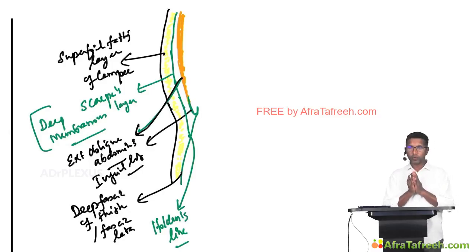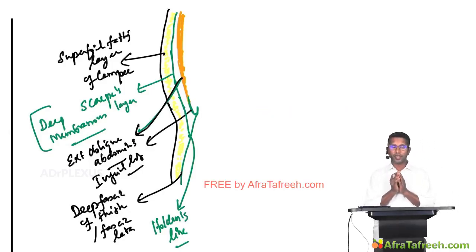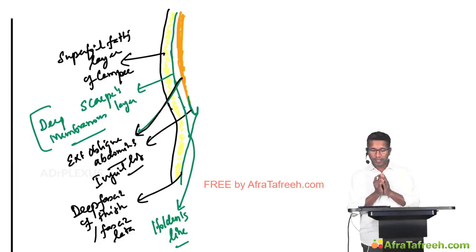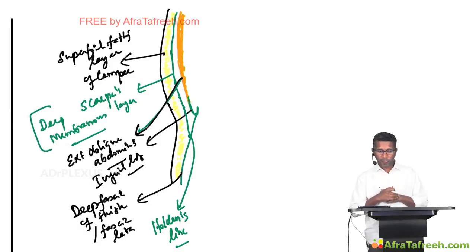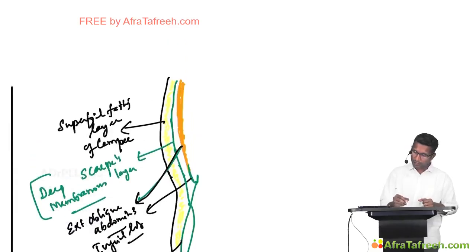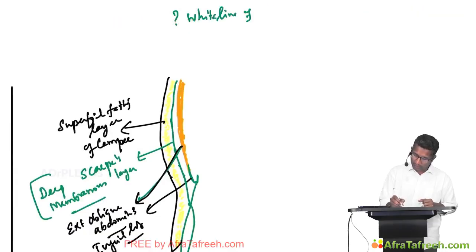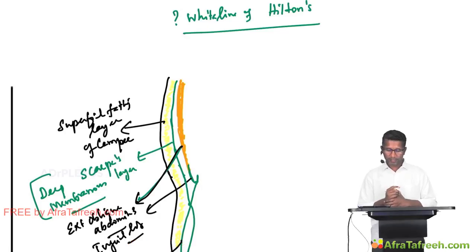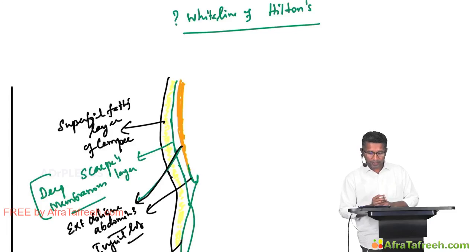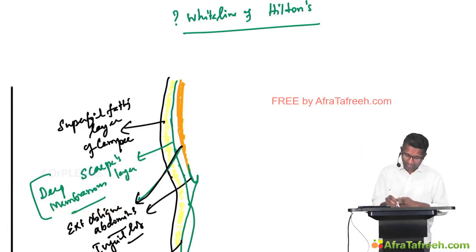Now since we have discussed Holden's line, I will give you another line. Can anybody tell me where the white line of Hilton is present? We have seen about Holden's line. Where is the white line of Hilton present? Guys, anybody from the students? Yes, very good, it is in the anal canal.